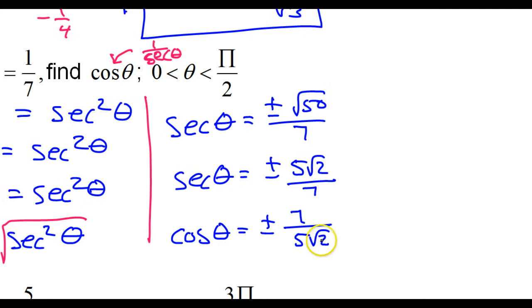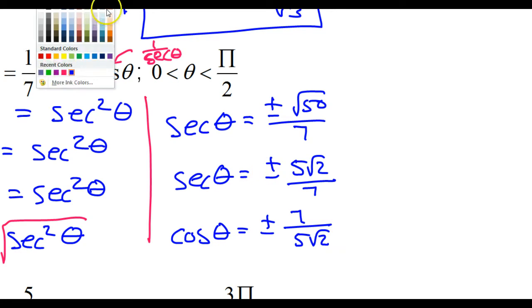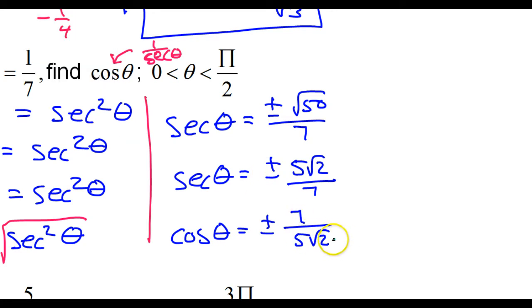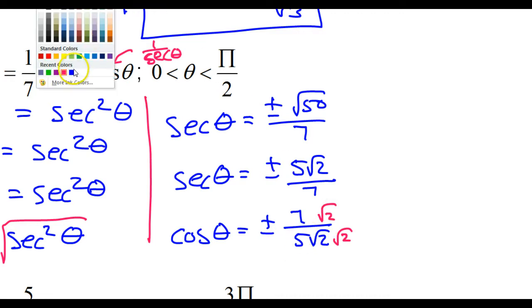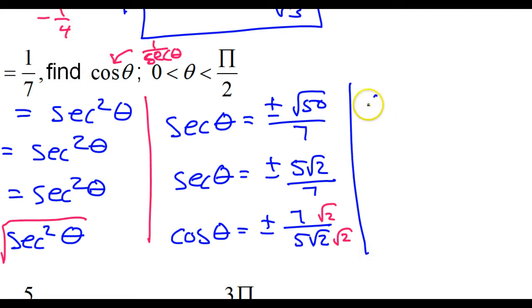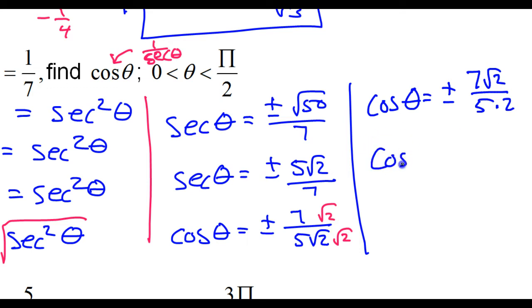And you might be wanting to rationalize the denominator. I kind of feel like rationalizing the denominator, so I'm going to multiply each of these by radical 2. So that's going to give me cosine theta is equal to plus or minus 7 radical 2 over, now I've got 5 times 2, so that's plus or minus 7 radical 2 over 10.